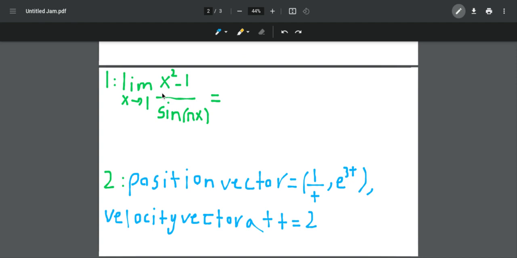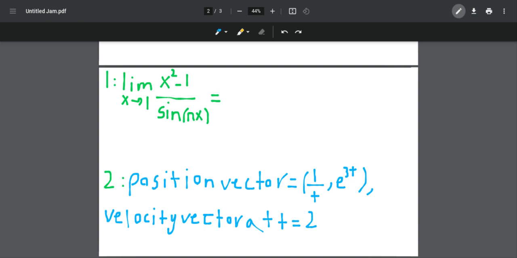We have the limit as x goes to 1 of x squared minus 1 over sine of pi times x. Honestly, when I see limits in AP calculus exams, I always go for L'Hopital's rule. But we can check. When we evaluate this limit as x goes to 1, 1 squared is 1, minus 1 is 0, over sine of pi times 1, which is sine of pi, which is 0. So 0 over 0 is indeterminate.